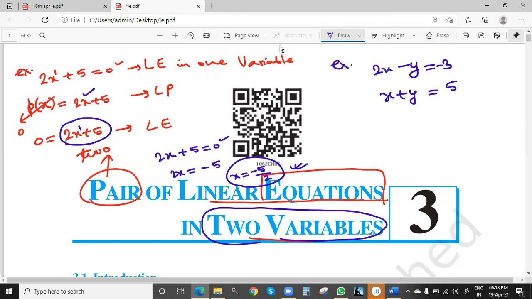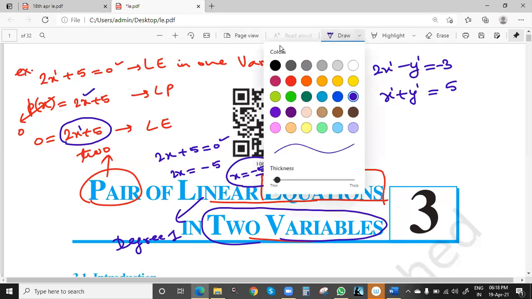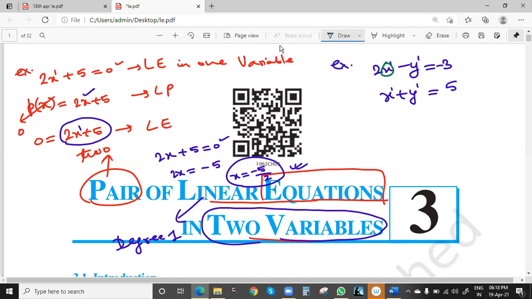How is it linear? Because linear means degree 1. The power of x is 1, since nothing is given, that means 1, and the same for y. That's why it is a linear equation. Why two variables? Because we have two variables, x and y. A variable means its value can change, it is not fixed. 2 is a constant, minus 3 is a constant, and 5 is also a constant.